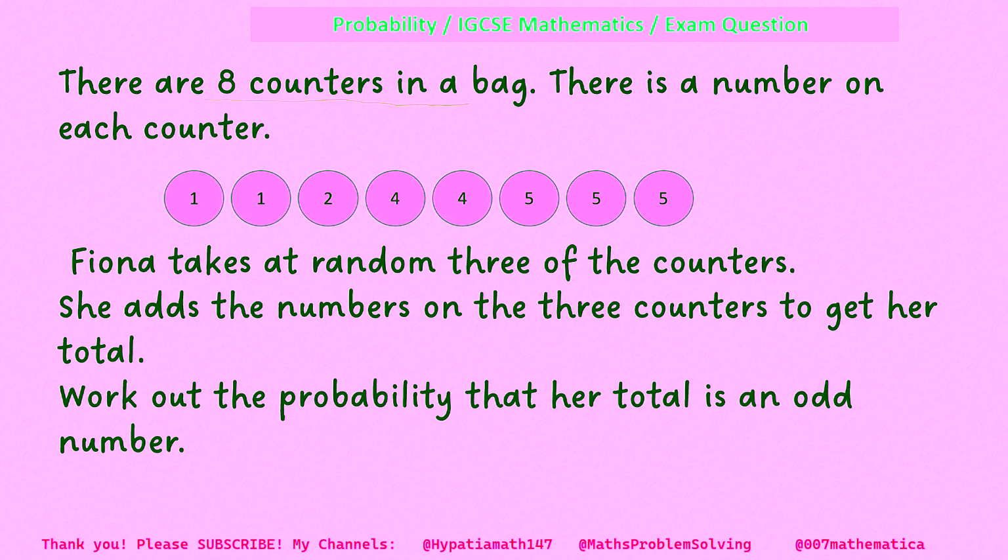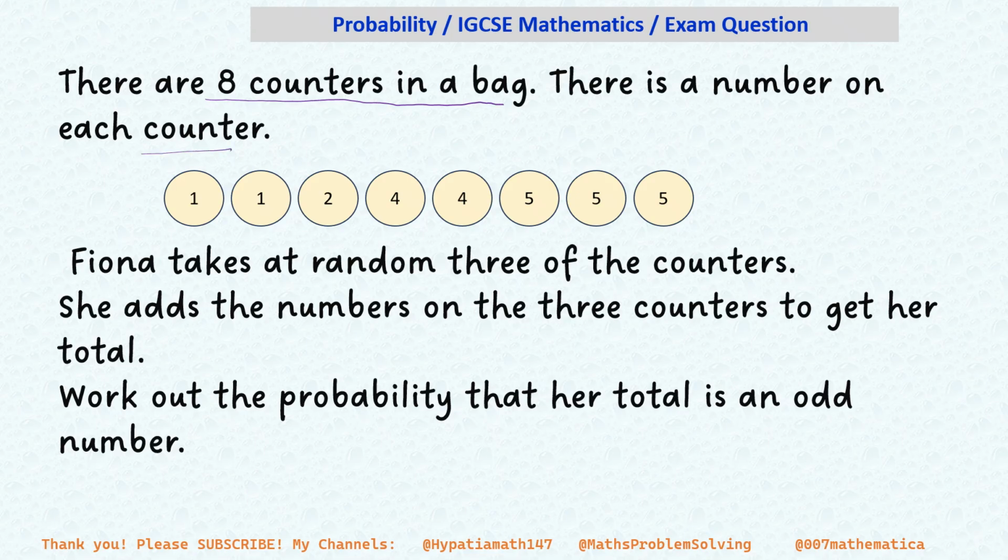There are 8 counters in a bag. There is a number on each counter, so you can see the numbers are 1, 2, 1, 1, 2, 4, 4, 5, 5, 5. Fiona takes at random 3 of the counters and she adds the numbers on the 3 counters to get a total. So we need to work out the probability that her total is an odd number.